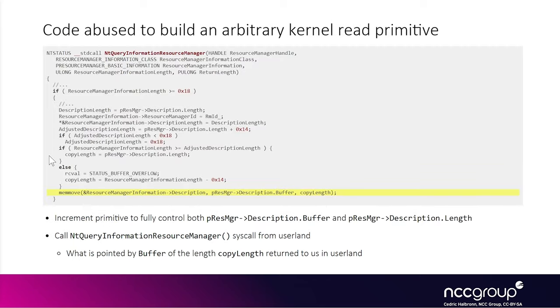And so this is the code for the NtQueryInformationResourceManager function that we can call from userland in order to read the description field back. We can see that all it does after checking the arguments is copy the description field back to userland, and it does it by using the memmove copy functions and copying length bytes from the buffer pointer.